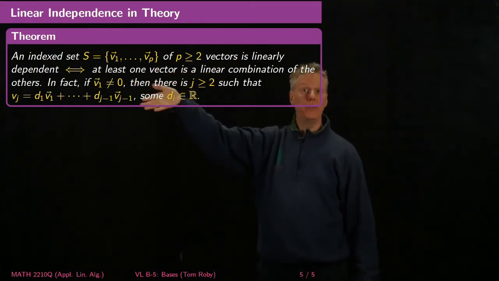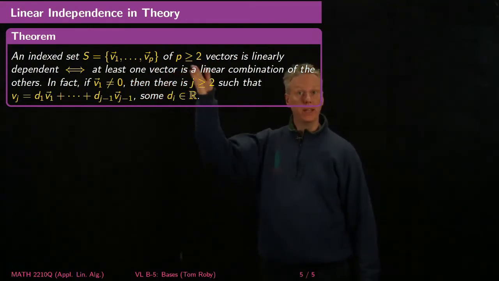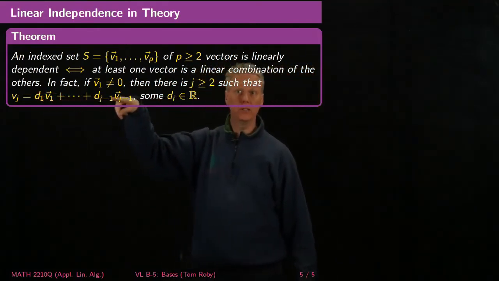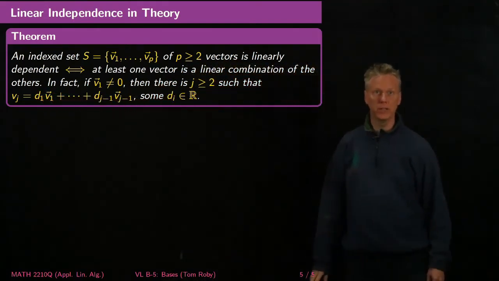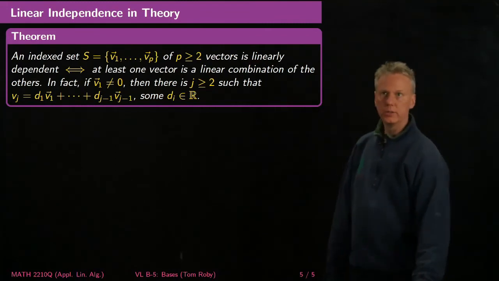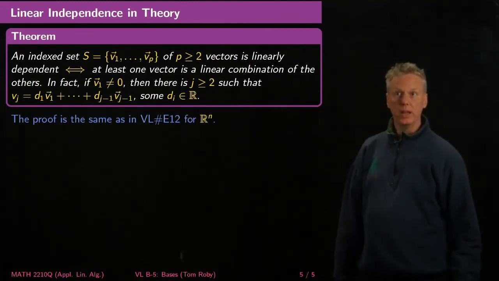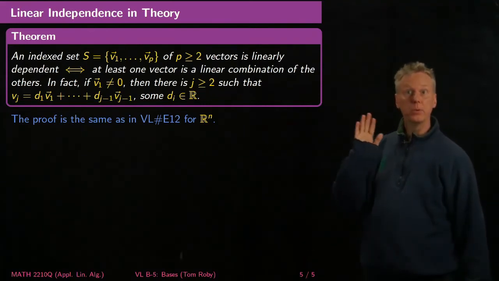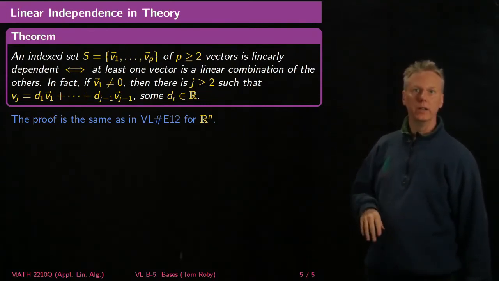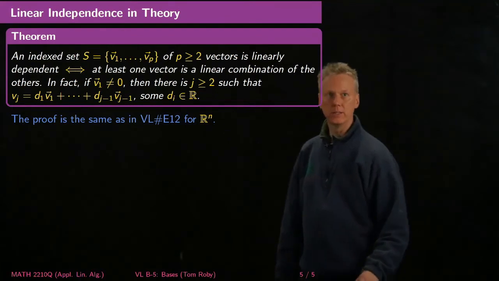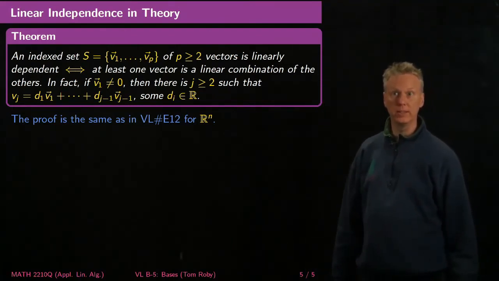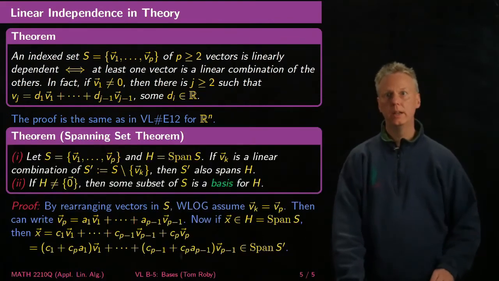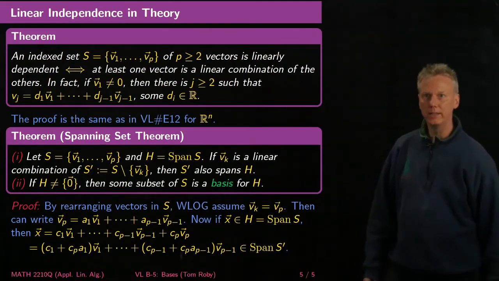At some point, if they are linearly dependent, I'll find some vj which can be written as a linear combination of the previous ones. So that's just a helpful thing for doing certain proofs. And we already proved this in video lecture E12 for R to the n. And again, the proof is no different for any vector space, because it only depended on things that all vector spaces have.